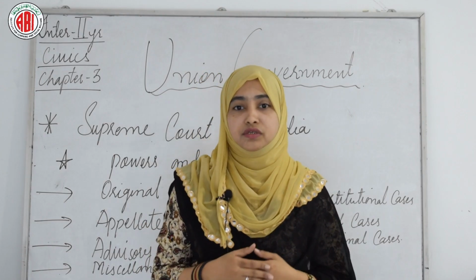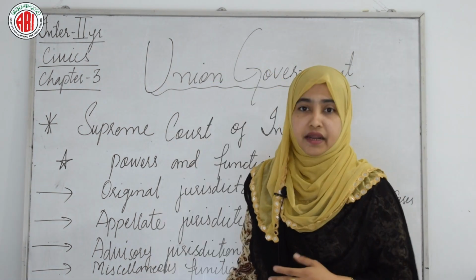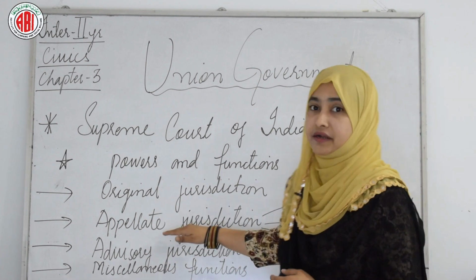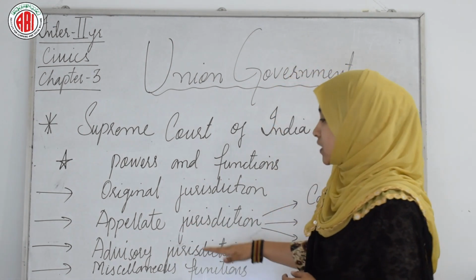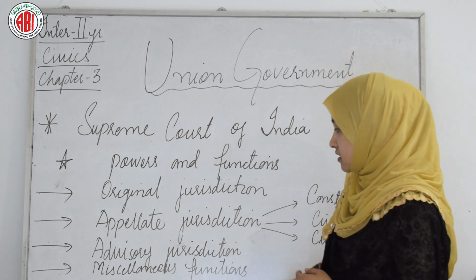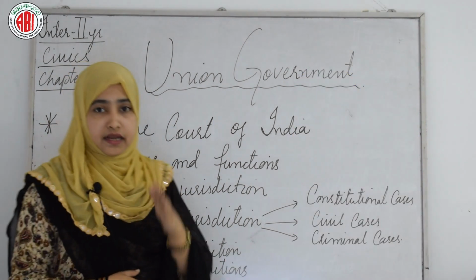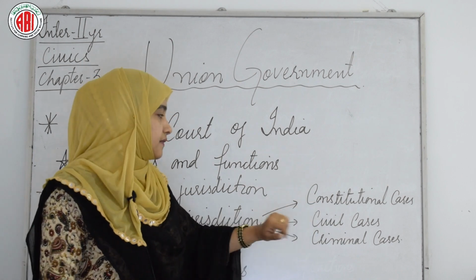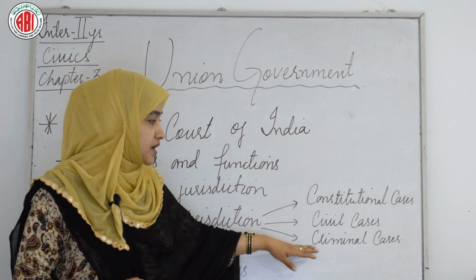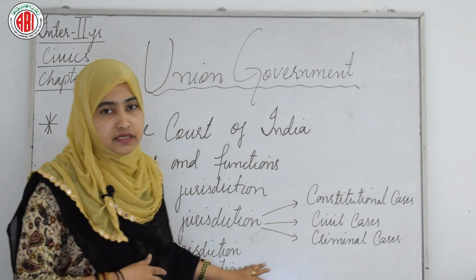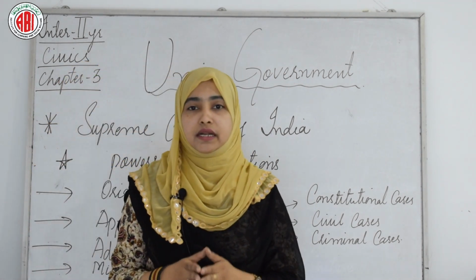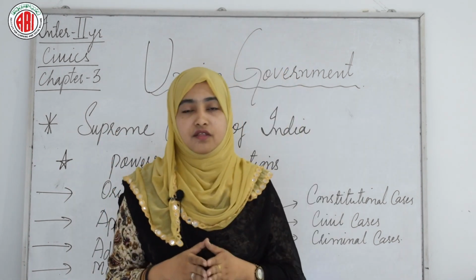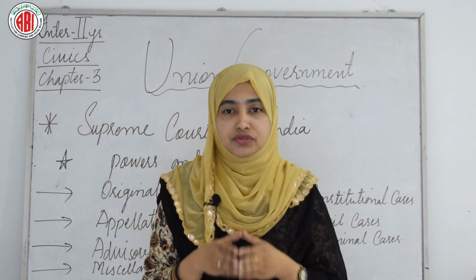Here the jurisdictions of the Supreme Court may be categorized as original jurisdiction, appellate jurisdiction, advisory jurisdiction and miscellaneous functions also. In appellate jurisdiction, the constitutional cases, civil cases and criminal cases will come under this jurisdiction. Now we will discuss in detail all these functions and powers. Here first is the original jurisdiction.